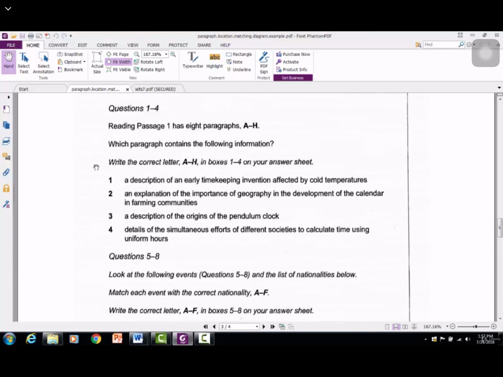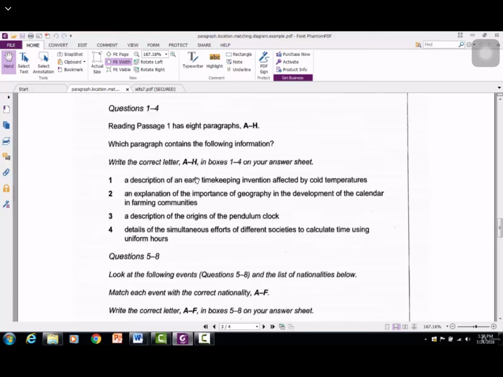Now, as I explained in the strategy, what you want to do is first look at the keywords in the paragraph location question. When I say keywords, let me be clear about that. I'm talking about nouns and verbs, subject, object, verb, or subject, verb, object. That's what we're looking for, right? The subject and the object, the nouns and the verbs.